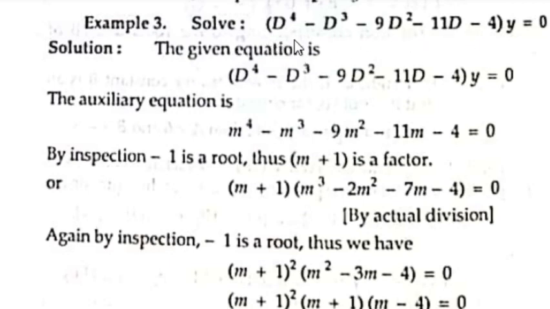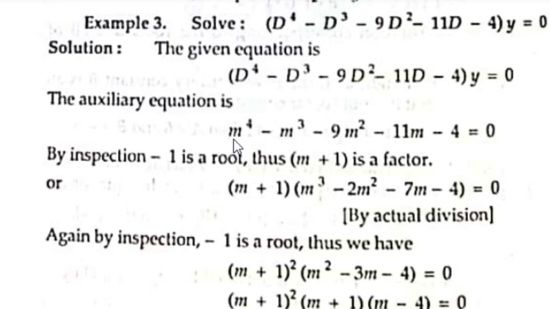Now see, solve D raised to 4 minus D cube minus 9D square minus 11D minus 4 into y equal to 0. Now again write the auxiliary equation, replace D by m. So m raised to 4 minus m cube minus 9m square minus 11m minus 4 equal to 0. Again by inspection method find the first root by substituting m is equal to 0, 1, 2, 3 and so on, and see for what value of m this equation is going to be satisfied.